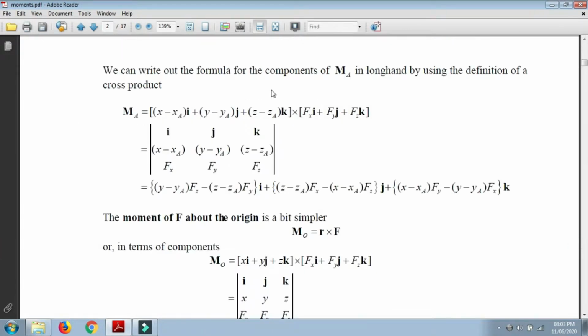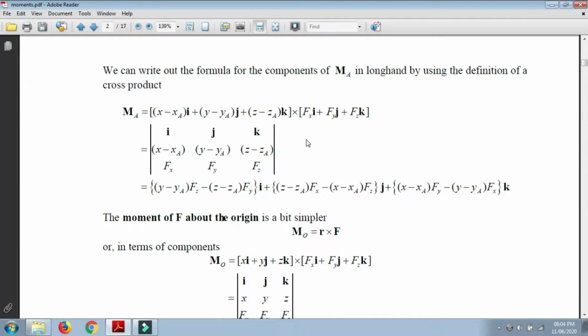We can write out the formula for the components of MA in longhand by using the definition of cross product. Remember, moment is basically a product of F into D, but specifically speaking, it is the cross product of R and F. So we have this vector, R minus Ra, which is (x minus xa) i, (y minus ya) j, and (z minus za) k, where i, j, k are the unit vectors, and we cross it with F, which is Fx i plus Fy j plus Fz k.